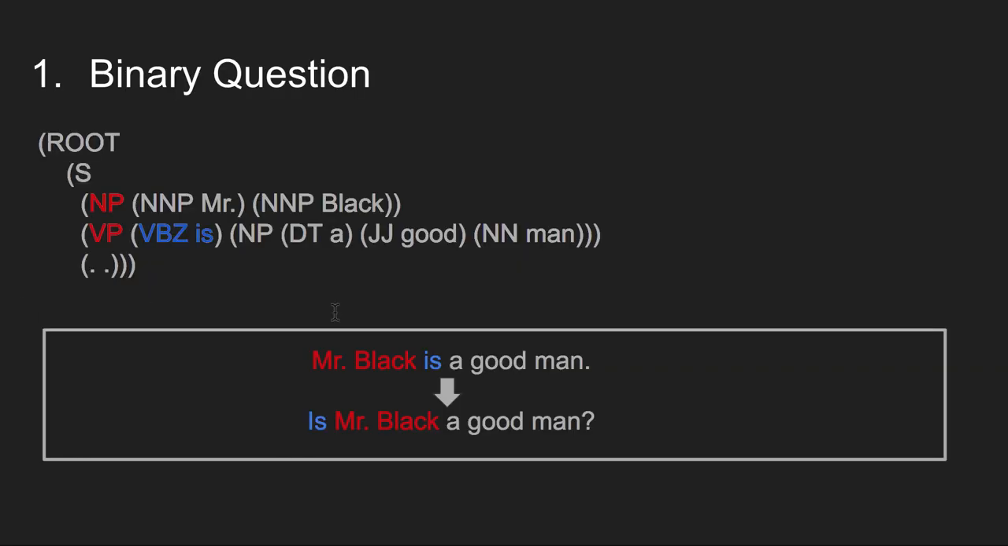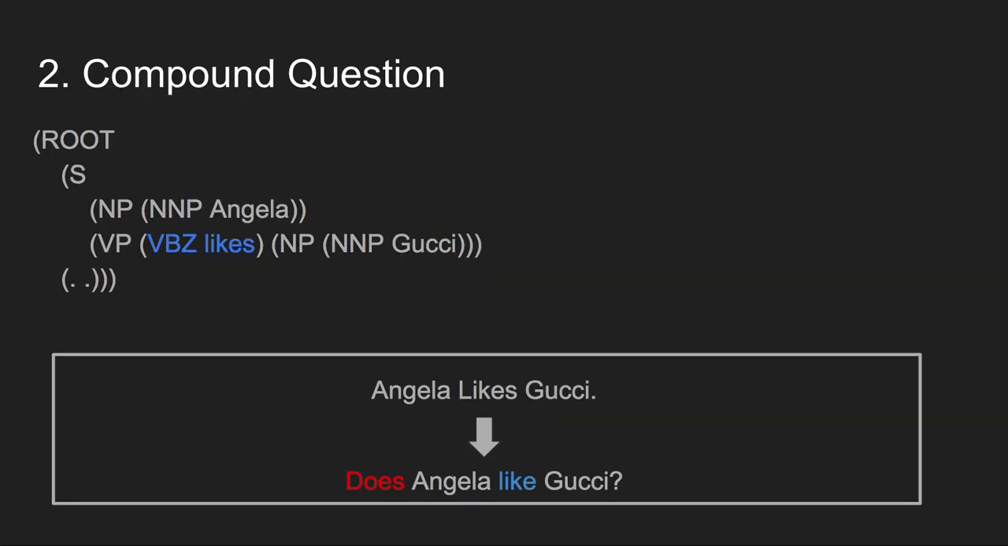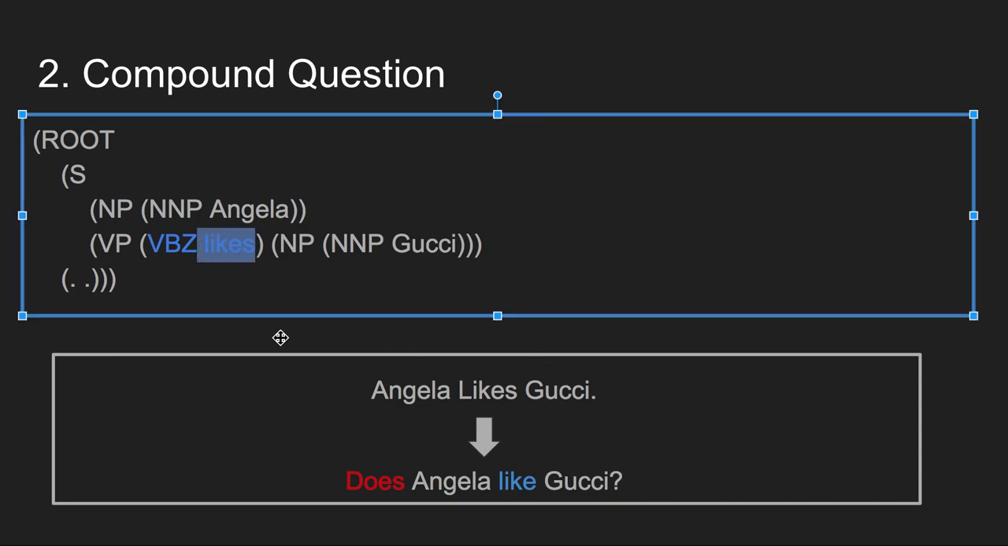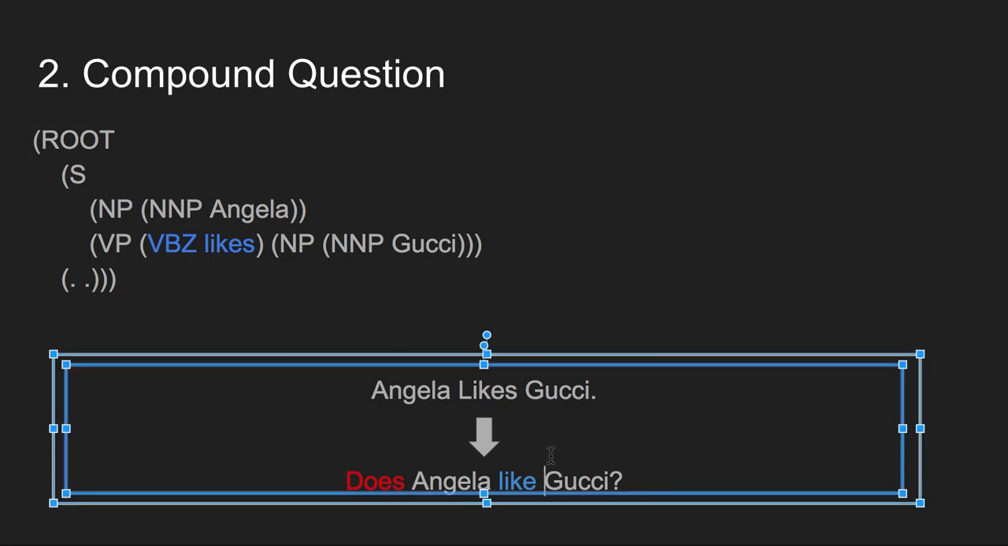Three types of questions. First one, binary. Find the verb and find the noun phrase. Swap the positions, and we get a binary question. Then there are compound questions, which require more work. We find the verb, find its corresponding auxiliary verb, place it ahead, and convert the verb into its original form, likes into like.